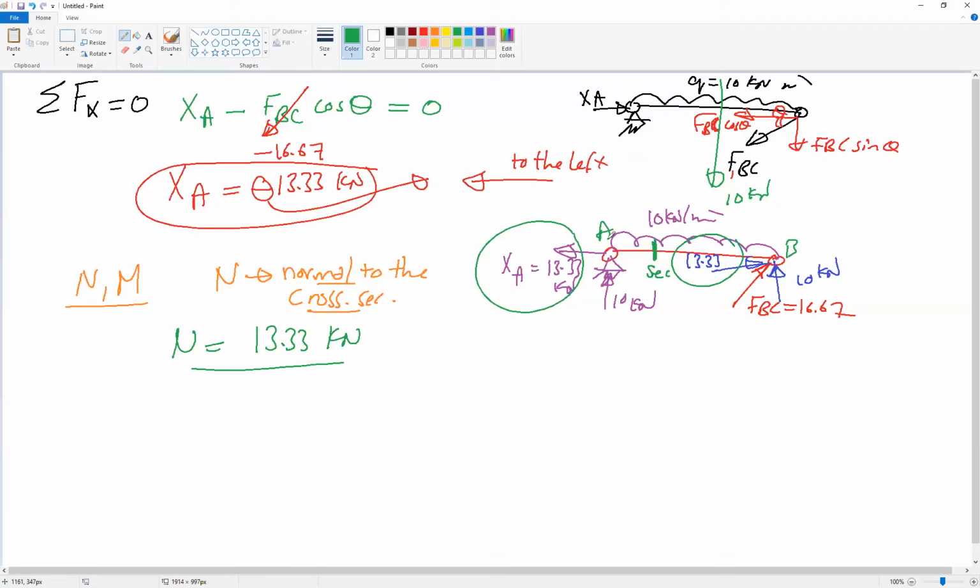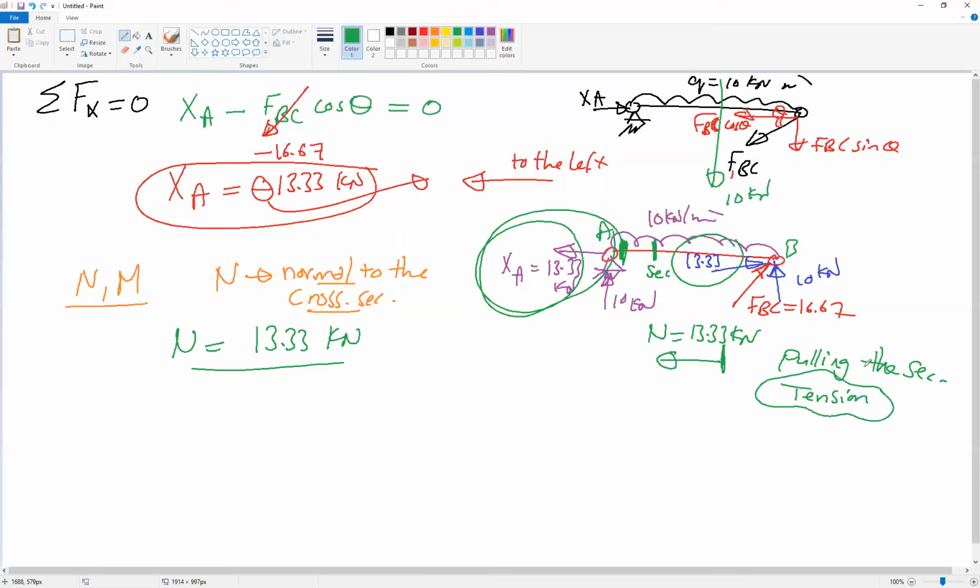If we make any cut here, this force is pulling the section. So is it tension or compression? Tension. If the force is pushing, it is compression. So this force is positive 13.33 because it is tension.